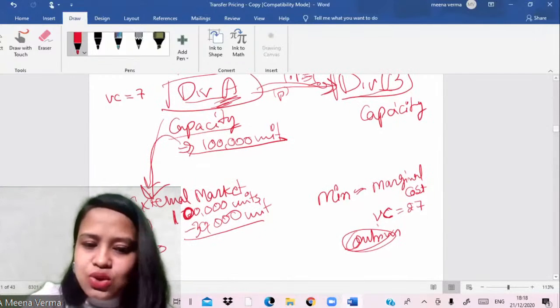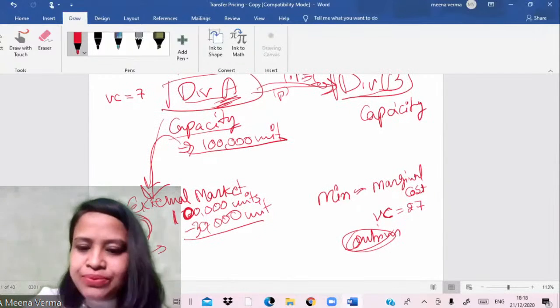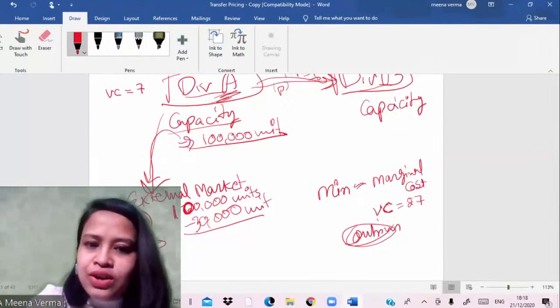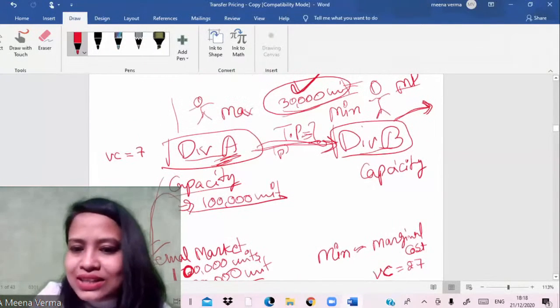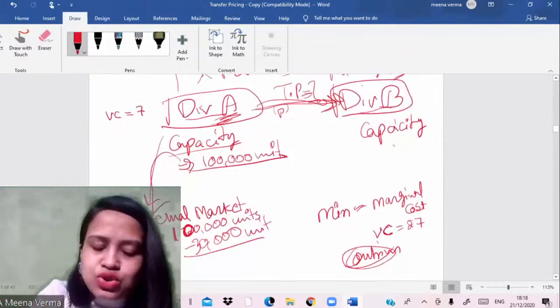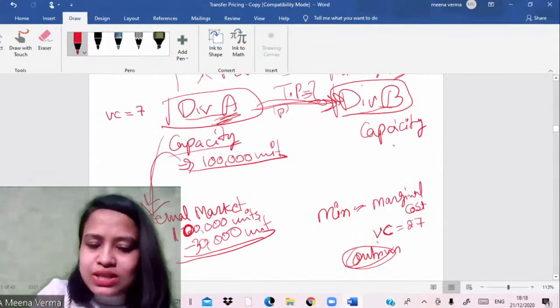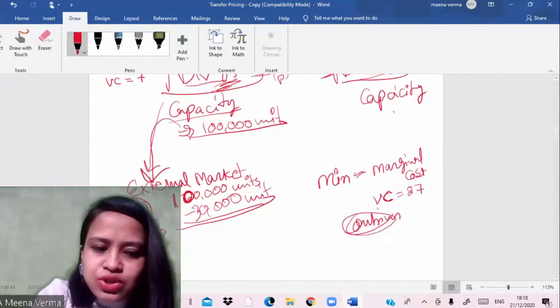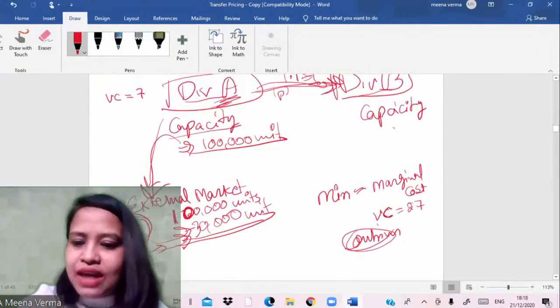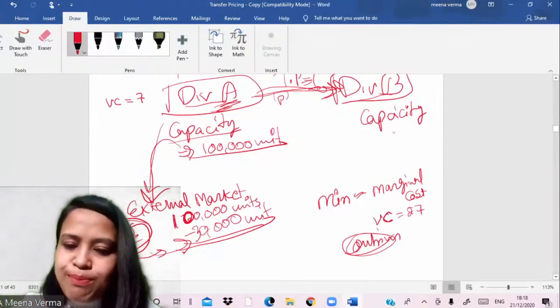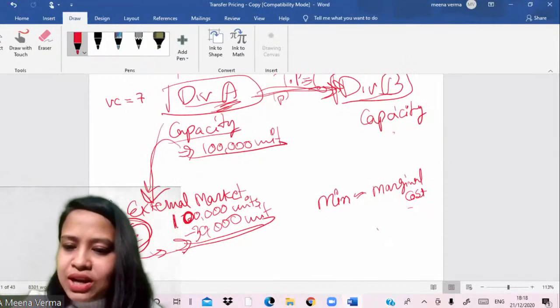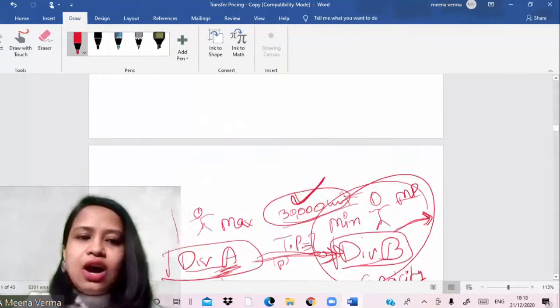In such a case, there is no spare capacity. If they want to transfer 30,000 units to division B, they have to stop 30,000 units to the external market, and for that they want to recover the contribution which they are losing here. That will be the opportunity cost. So the minimum cost in this case will be marginal cost plus opportunity cost. This is how you will calculate.